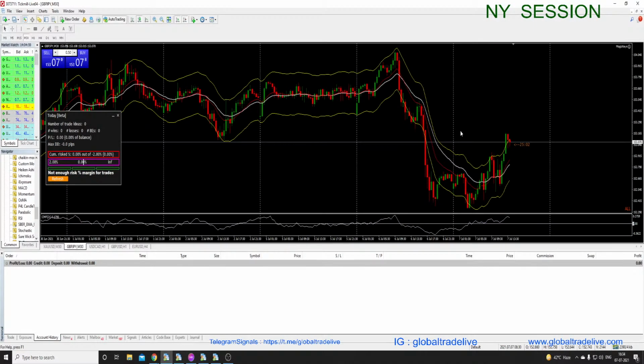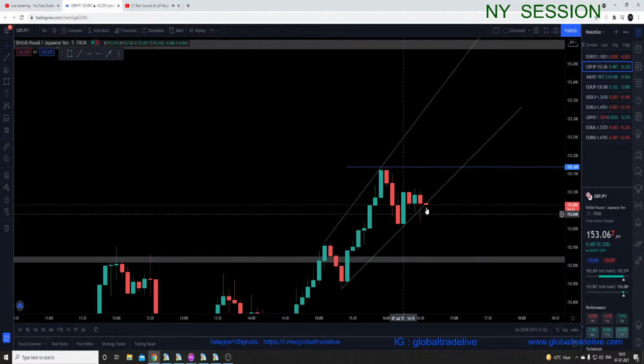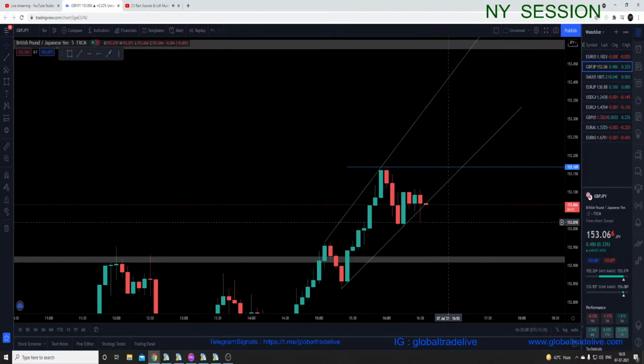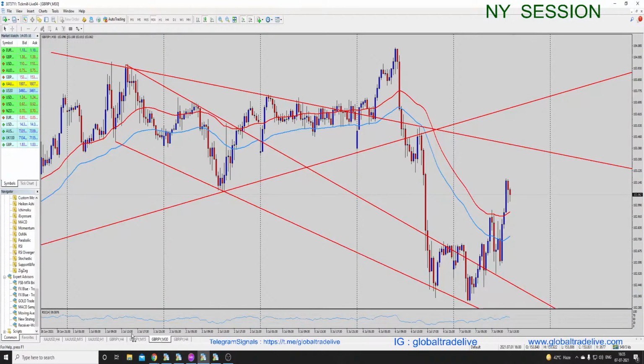Because I think yesterday this move came down, it will be corrected today by going up. So the 5-minute candle just closed here, and the new 5-minute candle is now going on. So let's see.